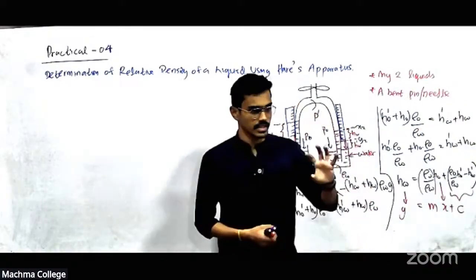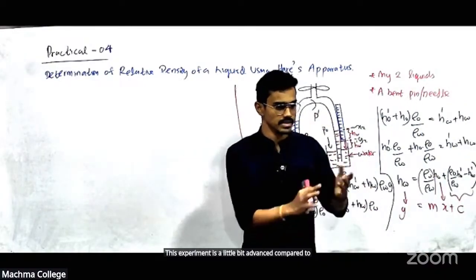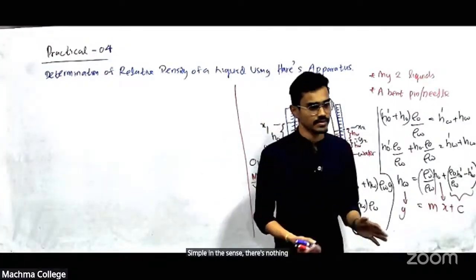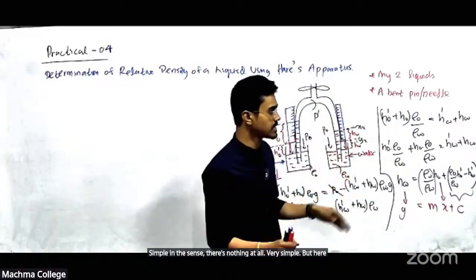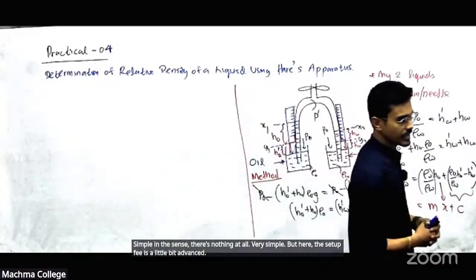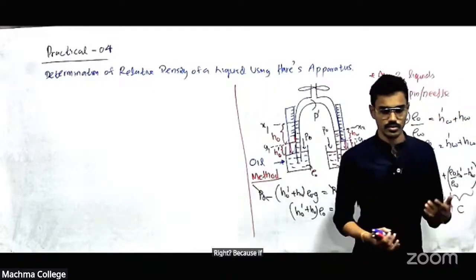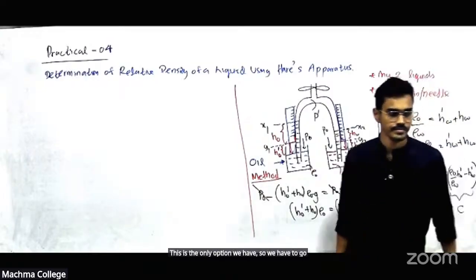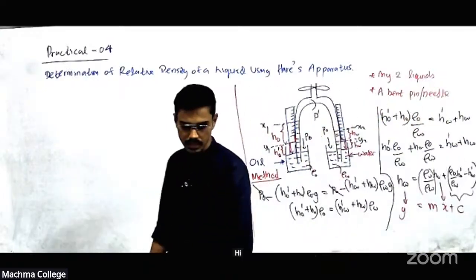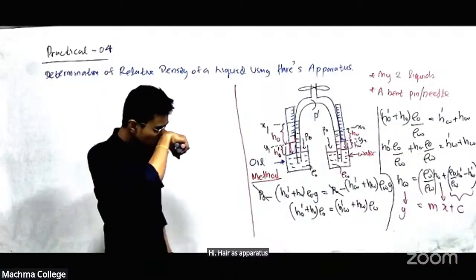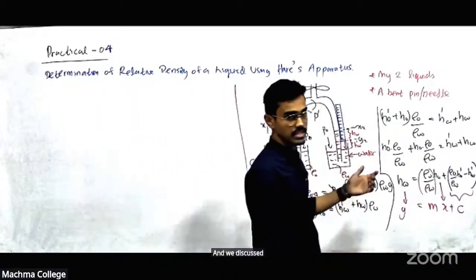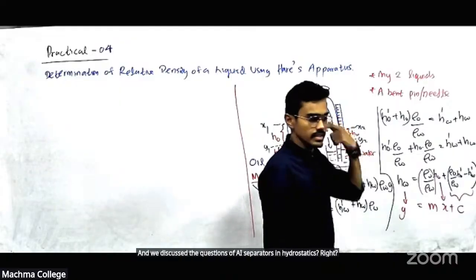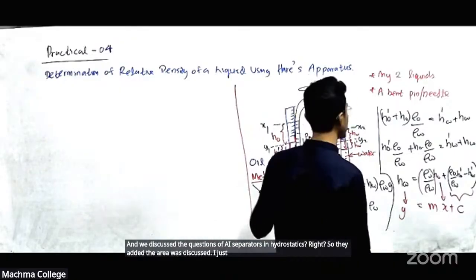This experiment is a little bit advanced compared to YouTube. YouTube is a very simple setup, simple in the sense there's nothing at all. But here, the setup is a little bit advanced. If we are dealing with two miscible liquids, this is the only option we have, so we have to go for it. Hare's apparatus. And we discussed the questions of Hare's apparatus in hydrostatics, so there the theory was discussed. I just recall the theory again today. Finished.